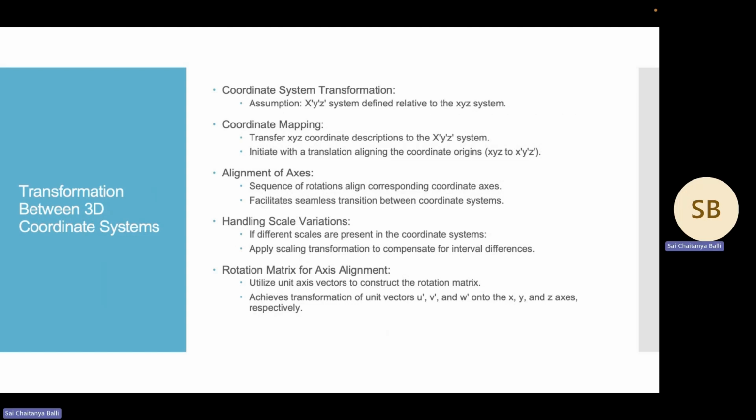Rotation matrix for axis alignment. Utilize the unit axis vectors to construct the rotation matrix. Achieves transformation of unit vectors U dash, V dash, and W dash on the X, Y, Z axes respectively.